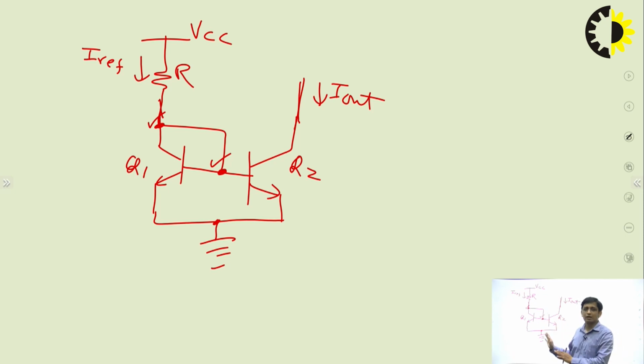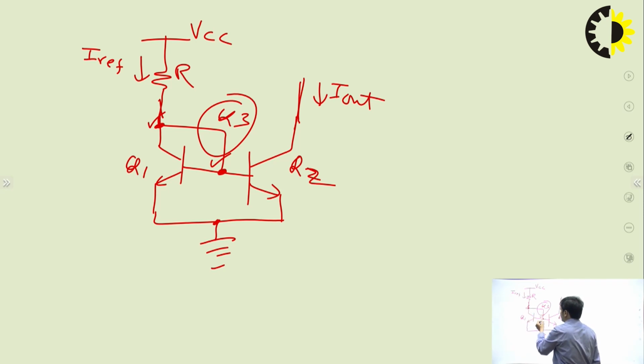So this is the basic current mirror that you have already studied. Now, to design a base current compensation current mirror, what we do is add an additional transistor Q3. Q1 and Q2 are already here, and Q3 is between the collector and base of the Q1 transistor. Now we will see what the advantage of adding this additional transistor Q3 is.